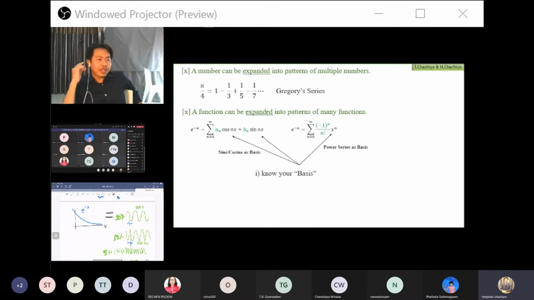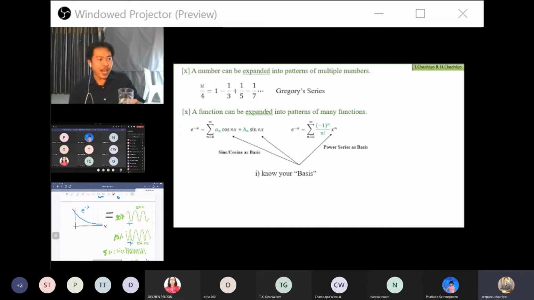So let's look at the terminology that is used in research and textbooks.